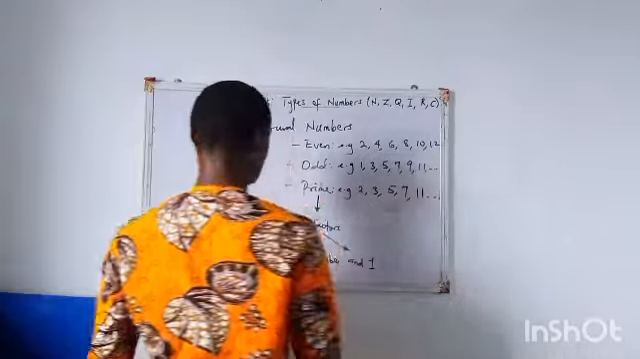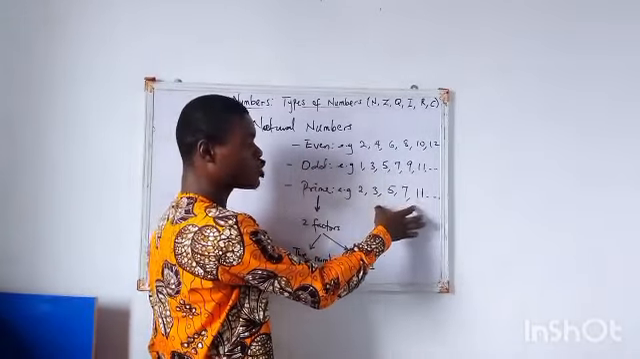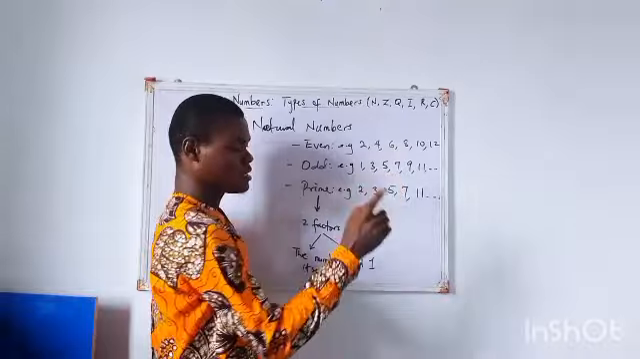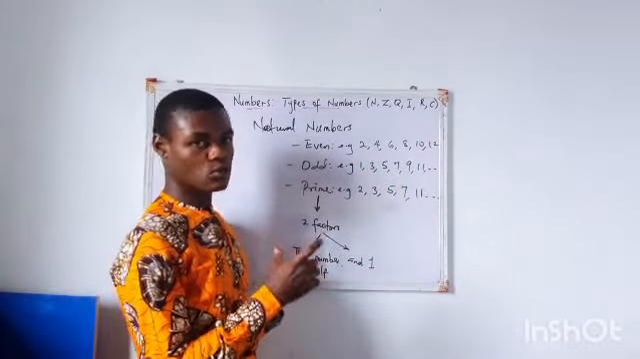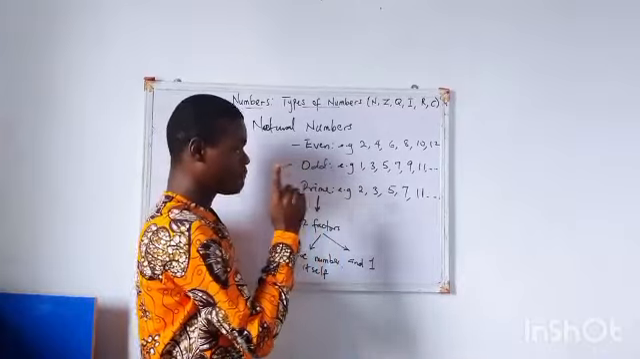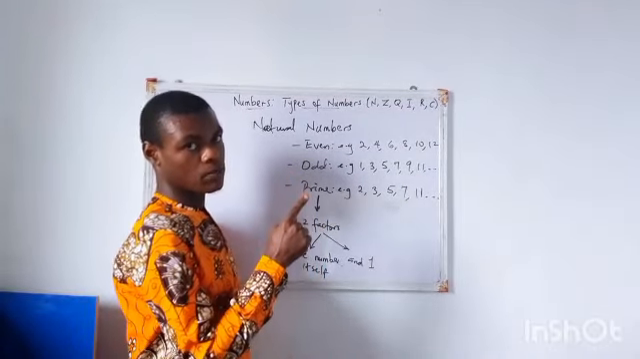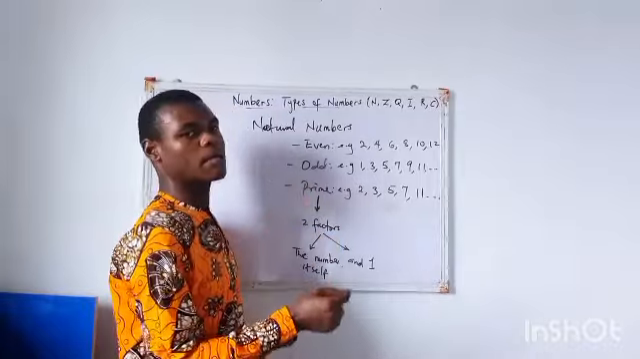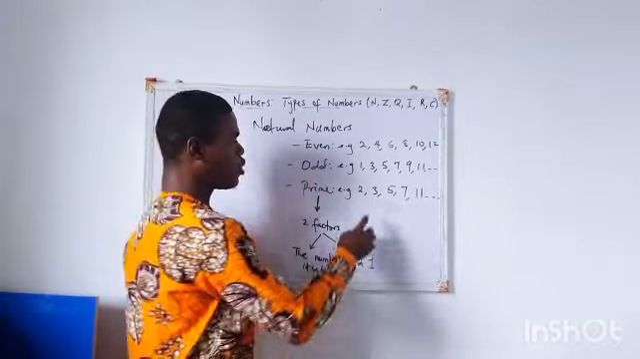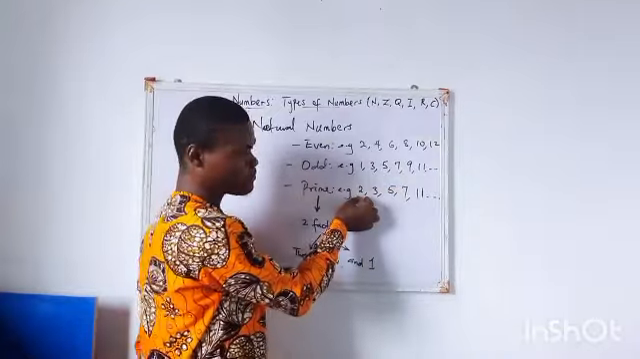So take note, not all odd numbers are what? Prime numbers. And not all prime numbers are odd numbers. Yes, you may think that all prime numbers are odd numbers. Not all. Because 2 is not an odd number. Mind you, 2 is the only even number that is a prime number. Or 2 is the only prime number that is also an even number. So all other prime numbers are odd numbers, apart from 2.